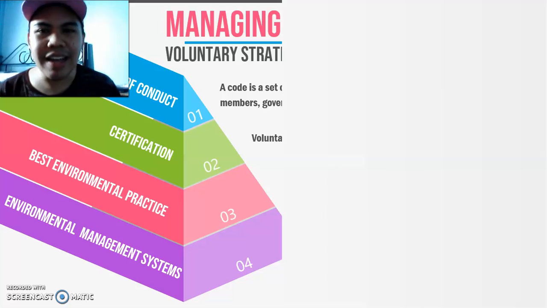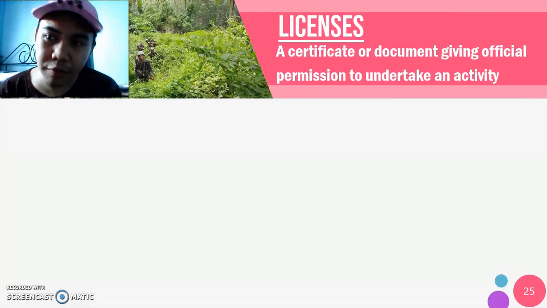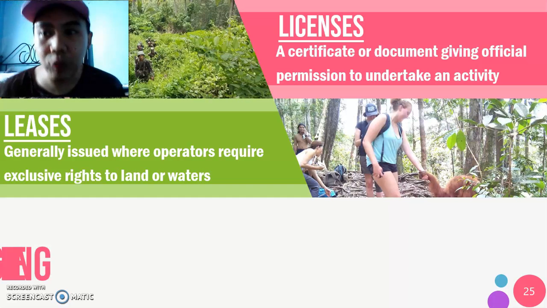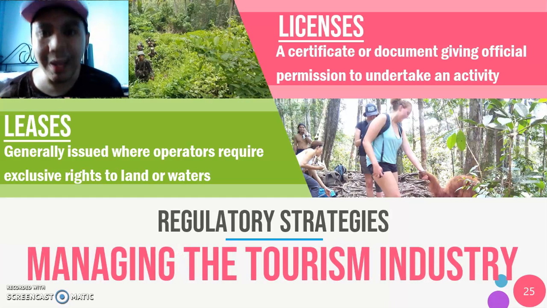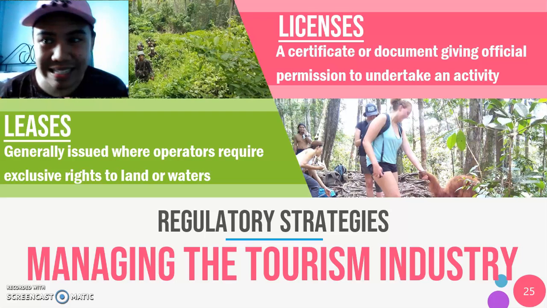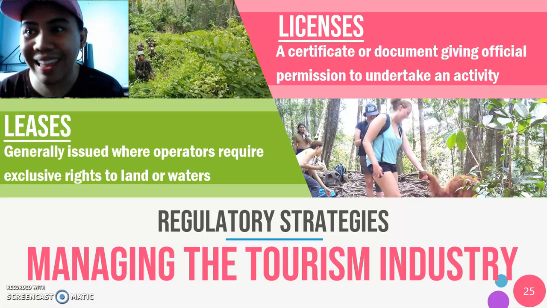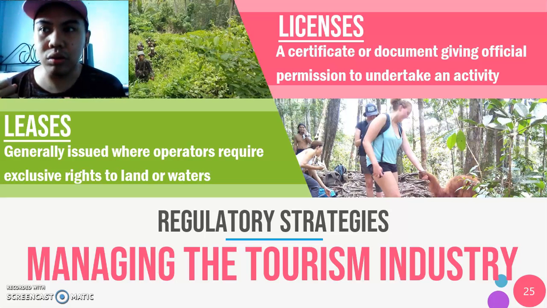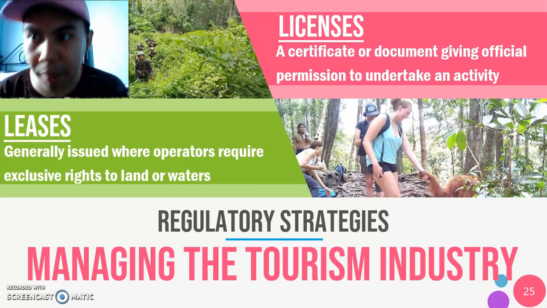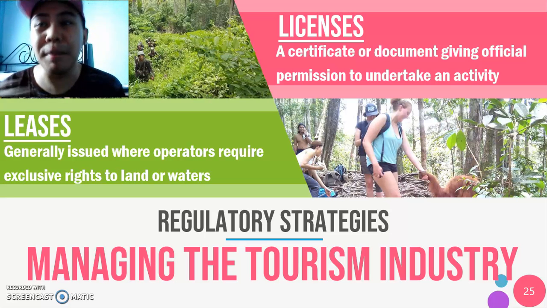Okay, and last but not least, just like I said before, regulatory. They have two strategies for regulatory: license and leases. License is a certificate or document giving official permission to undertake an activity. For example, if you want to have a pet tiger, something like that, you need a license, because we don't want people to have tigers as their pets in big numbers.